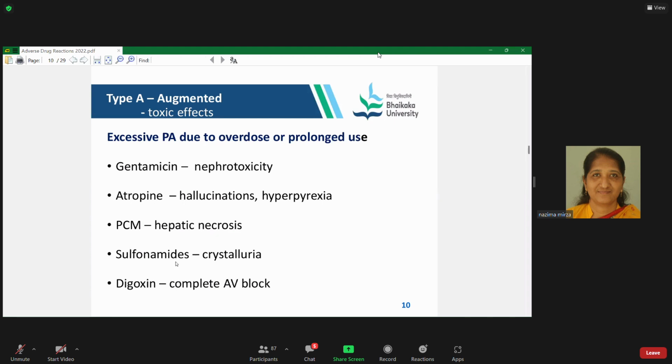Sulfonamide. Sulfonamides are antibiotics, highly concentrated in the urine and responsible for crystalluria. Crystal formation होता है. Digoxin, we are using for heart failure, responsible for complete AV block. Arrhythmia उसके adverse effects है, but it may lead to AV block. So these are augmented excessive pharmacological actions. These are type A, augmented adverse effects.